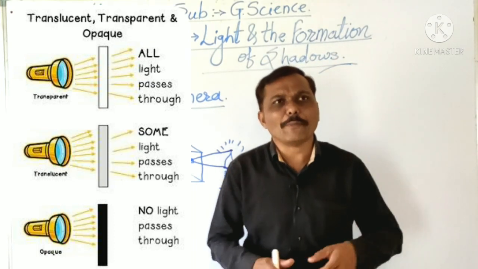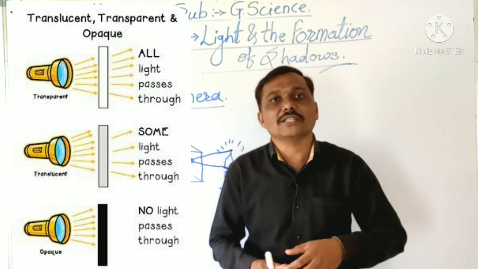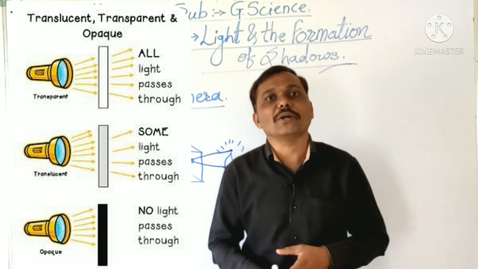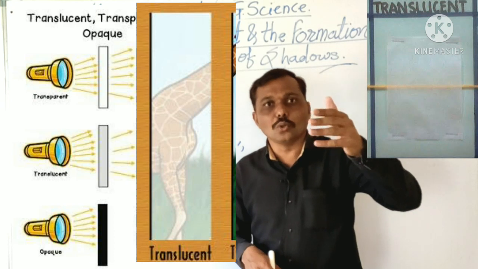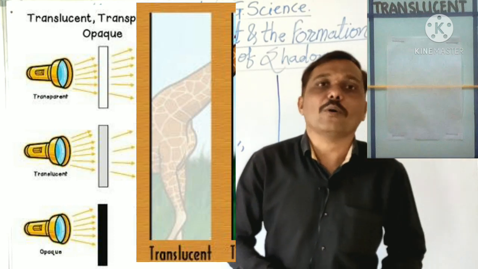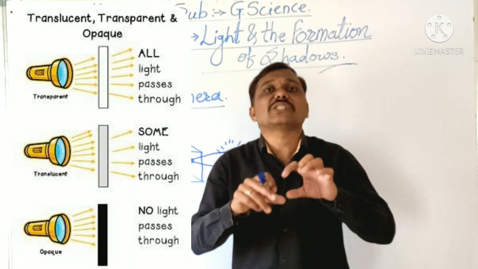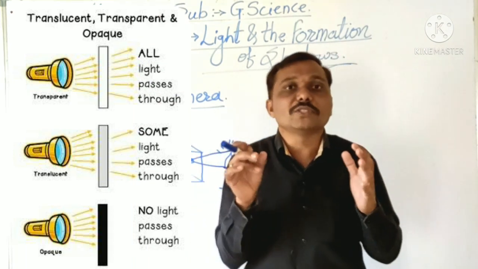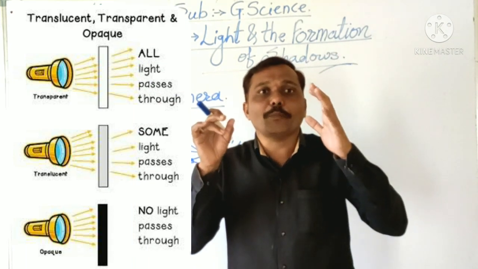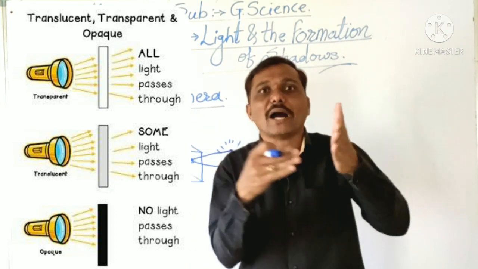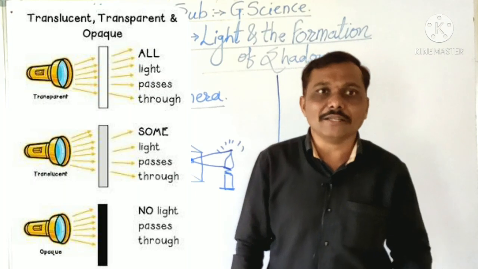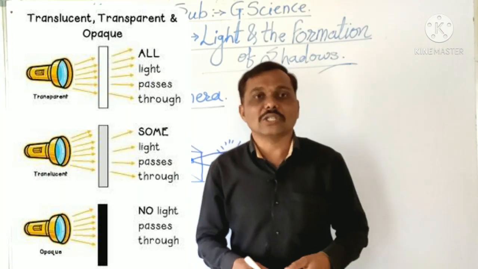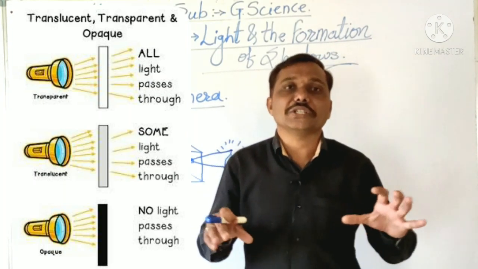Most of the time we are partially seeing things through some material or object. Such things we can partially see through the object. So such a type of object is called a translucent object. The object which allows the light to pass through it partially, and through which we can partially see behind that object, is called a translucent object.